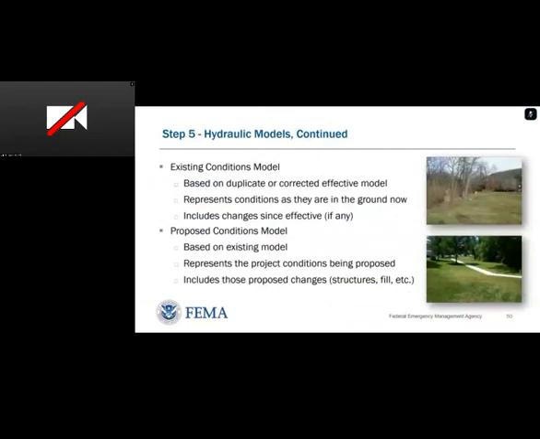And then they would move to the existing conditions model. So this is where you start taking the model forward and represent conditions as they are in the ground now, really including any changes that have occurred within that project area they're working in since the effective model was made. Then they'll move to their proposed conditions model, which is really where they add in what they'd like to change in the plans that they have.